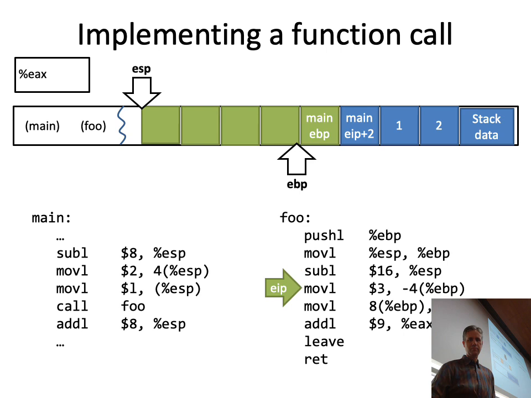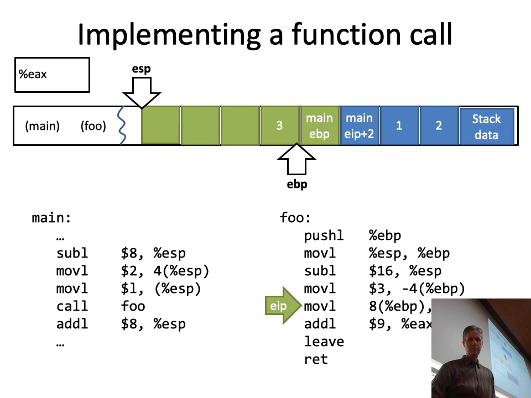We are then going to store a local variable. Local variables are always at a negative offset from the frame because they're between the frame and the current stack pointer, and the stack pointer is always below the frame pointer or at the same place as the frame pointer. So this is a local variable 3.